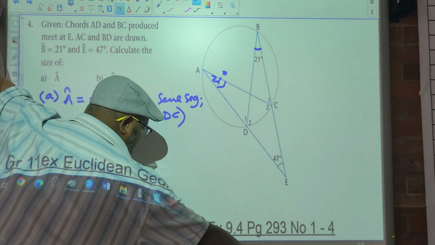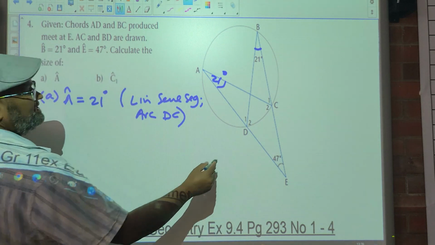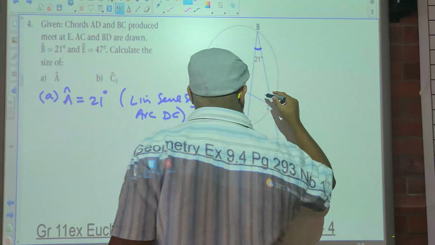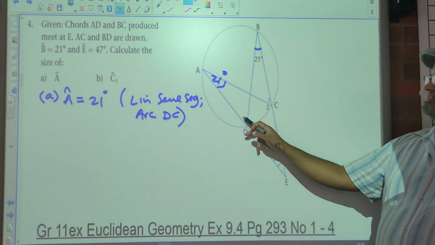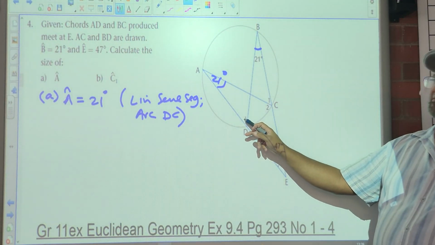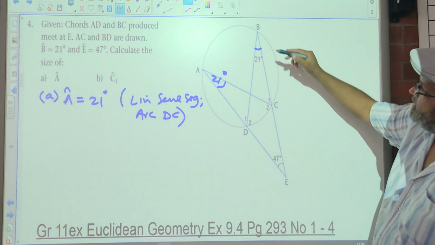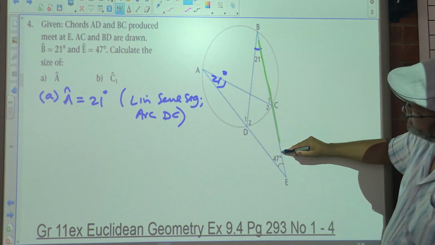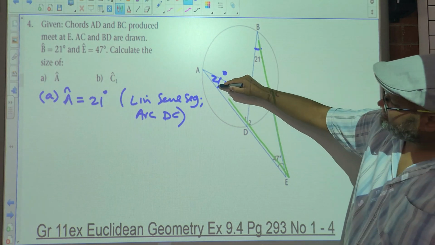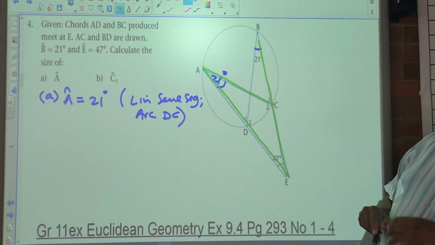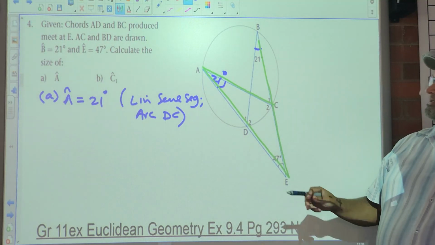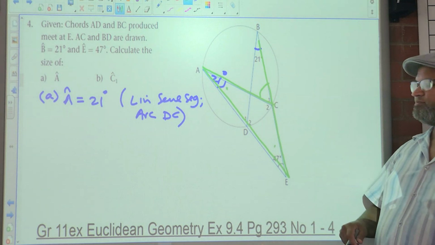Then we want to calculate angle C1. So what you notice here is that C1 is the same as angle D1, angles in the same segment. But I don't have D1. What you also should see is that C1 is actually an exterior angle of triangle CAE. The exterior angle is the sum of the interior opposite angles.